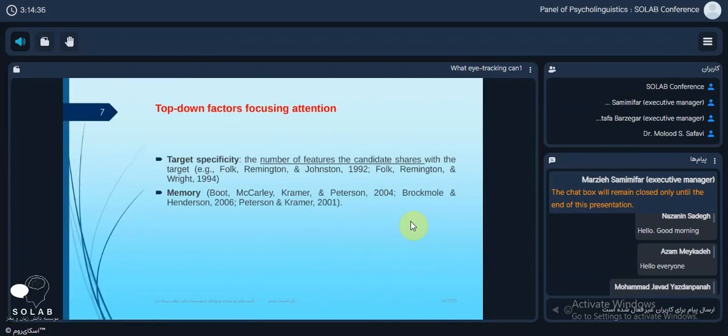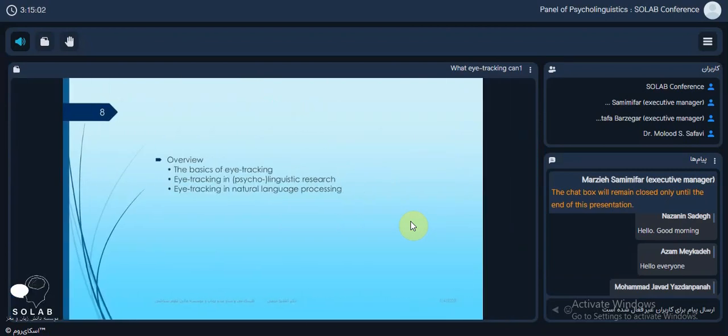Okay, what do we know about the top-down factor, focused attention? Target specificity, the number of features the candidates share with the target, as I mentioned, and what your memory can find faster than other features. They affect your attention, your eye movement, and how you sample the environment or space in front of your eyes.